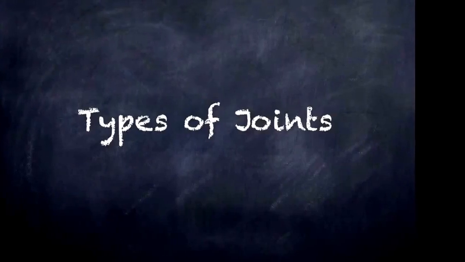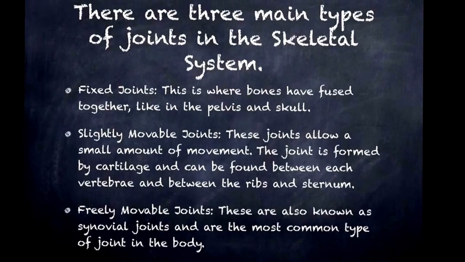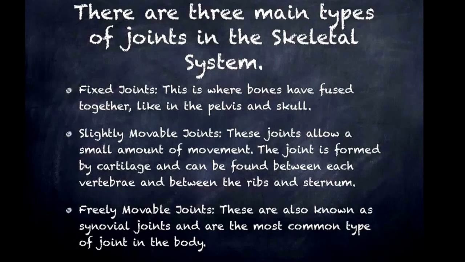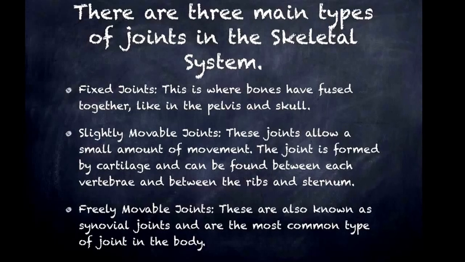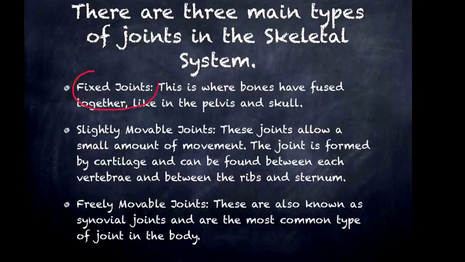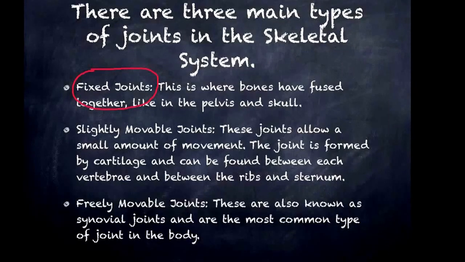Types of joints. There are three main types of joints in the body. Fixed joints, which allow very little movement, such as the joints in the pelvis and the skull where bones are fused together. Slightly movable joints, which allow a little bit of movement. A good example of this would be where the ribs join the sternum with cartilage. So when you breathe in and out, you can feel your ribs moving slightly.